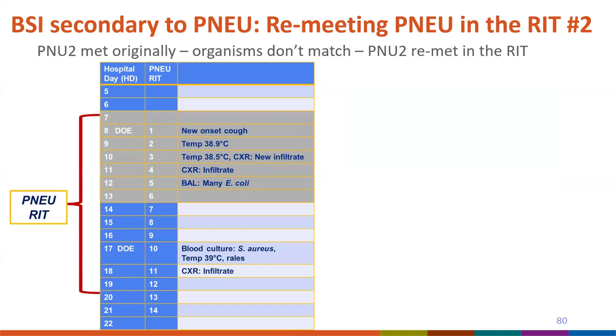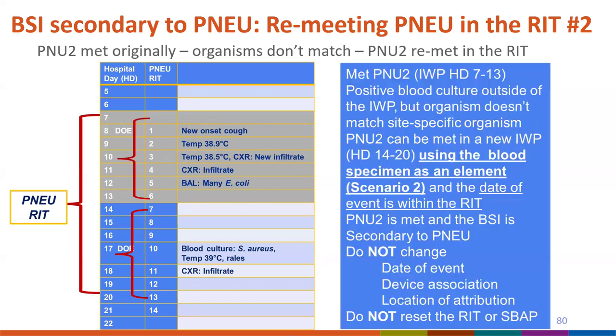And in this example, Nu2 is met originally, and the positive blood culture is collected outside the IWP, but the organism does not match. But if Nu2 can be met using the blood specimen as an element in a new IWP, and the date of event is in the new RIT, then the BSI can be attributed as secondary to the original Nu event. And we do have a pneumonia FAQ on the FAQs webpage that does cover this situation. So please refer to that for additional guidance.